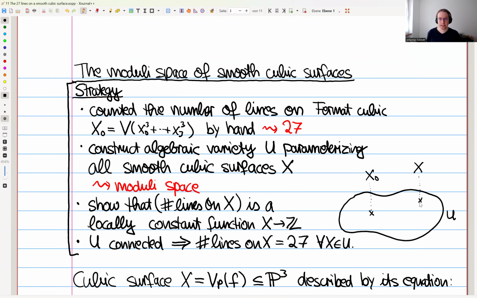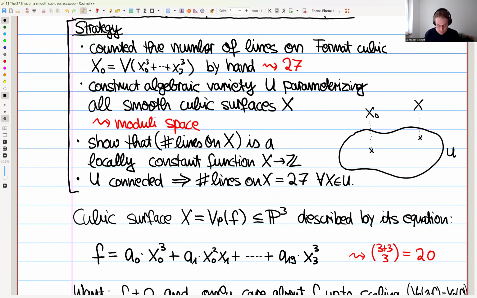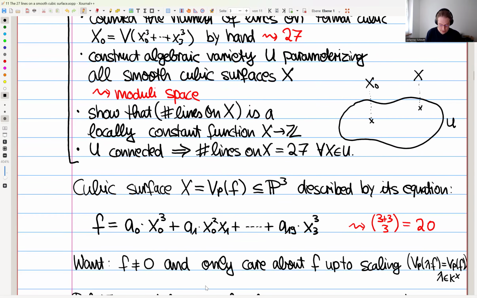And so how do we get this parameter space or this moduli space U? Well, the observation is the cubic surface X inside P3 is uniquely described by its equation, well, almost uniquely. So somehow having a cubic equation means you just take all the monomials of degree 3 in these 4 variables, x0 up to x3, and you take some linear combination. And which exact linear combination you take, well, for this you need to determine what are these coefficients.